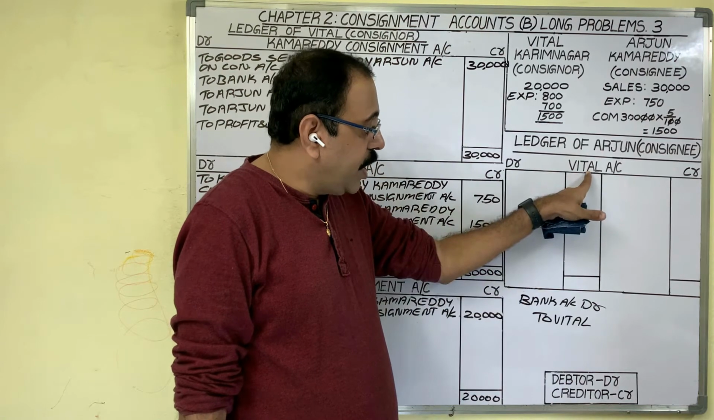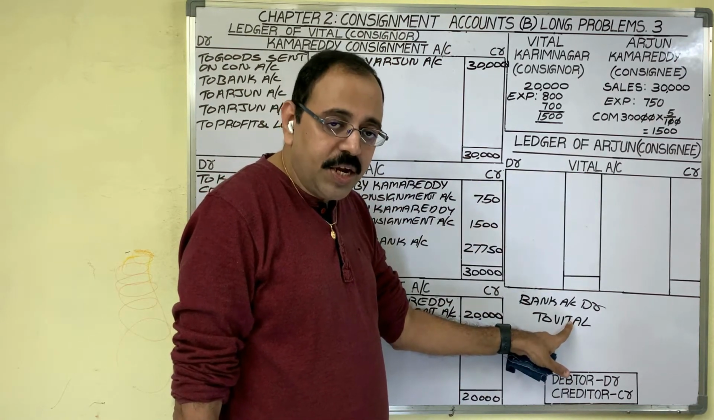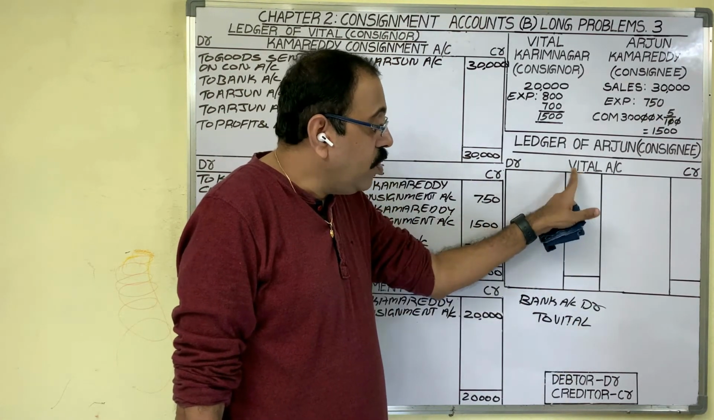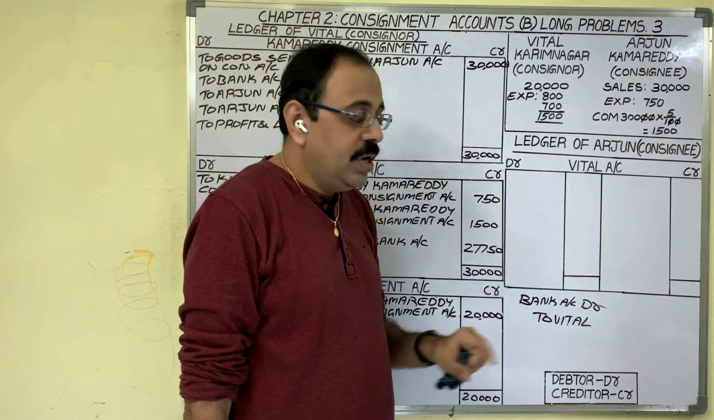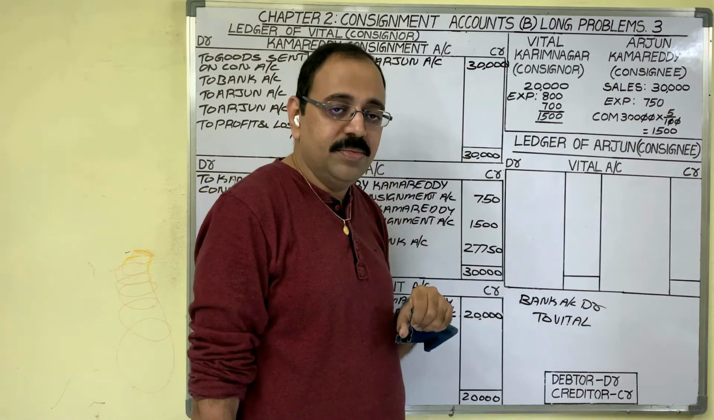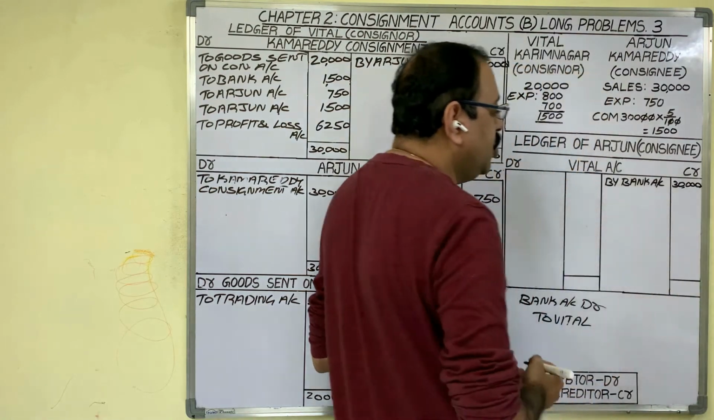Consignor account we are preparing. Consignor account is credited now. So in the consignor account, on the credit side we have to post: by bank account, 30,000 rupees.